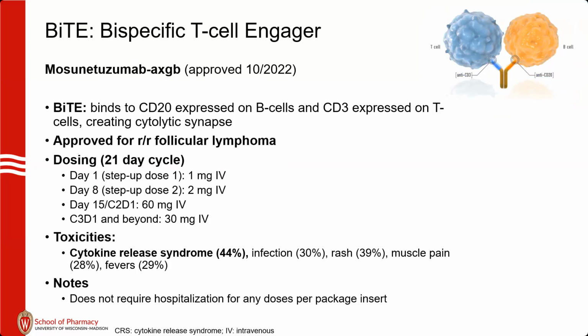And then finally, mosunetuzumab, bispecific here, IV product as well. This is approved only for the relapsed refractory follicular lymphoma population. Does have a rate of CRS in the 44%, but does not require hospitalization per the package insert in the FDA. So it seems that a rate of CRS of 50% or higher puts you in hospitalization per the FDA, whereas anything less than that will not require it. Just something for you to be aware of with your product selection.